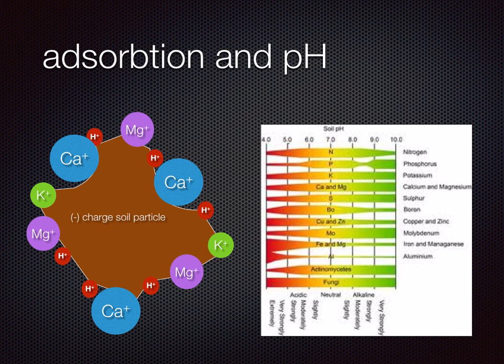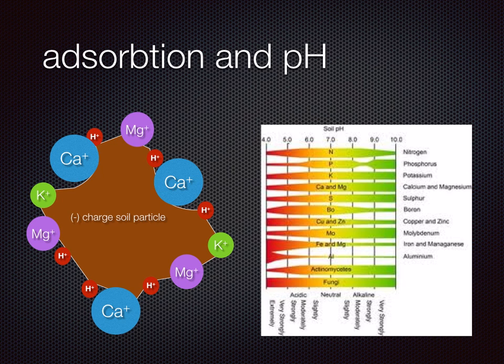For example, if we look at this figure, we can see that some of the most important plant nutrients, like nitrogen and phosphorus at the top, decrease in their availability to a plant as we increase the acidity of the soil solution. So as you move to the left towards the red, the availability of nitrogen and phosphorus to a plant decreases dramatically. And this is similar for many other plant macronutrients.